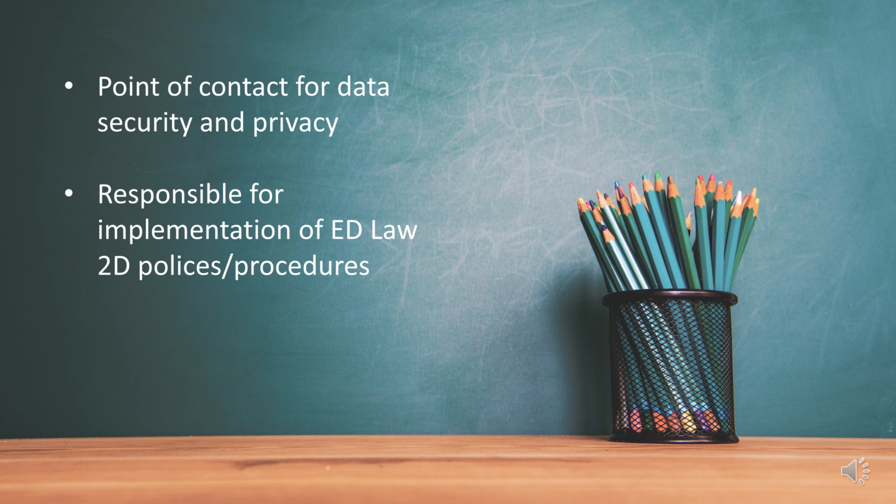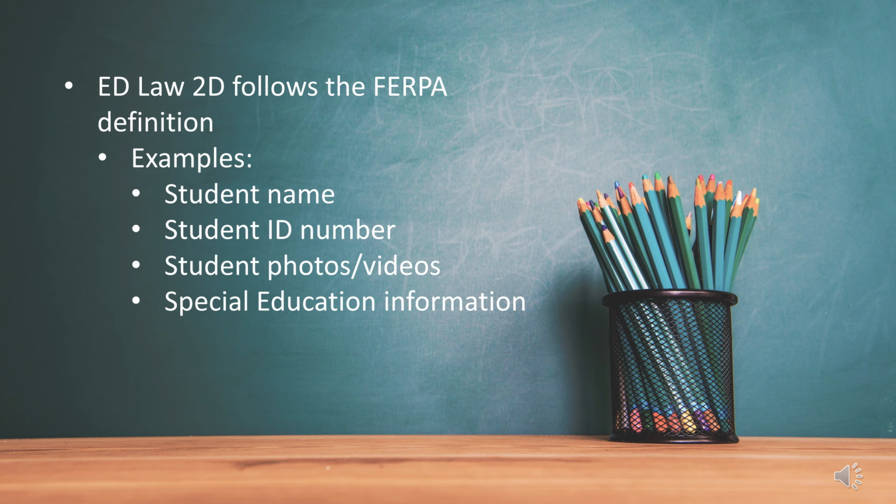What is personally identifiable information? Ed Law 2D follows the FERPA definition of personally identifiable information, which includes, but is not limited to, student name, parent names, student ID number or email address, student photos or video of students, student medical information or special education information, other indirect identifiers, information that alone or in combination would allow a reasonable person to identify the student.